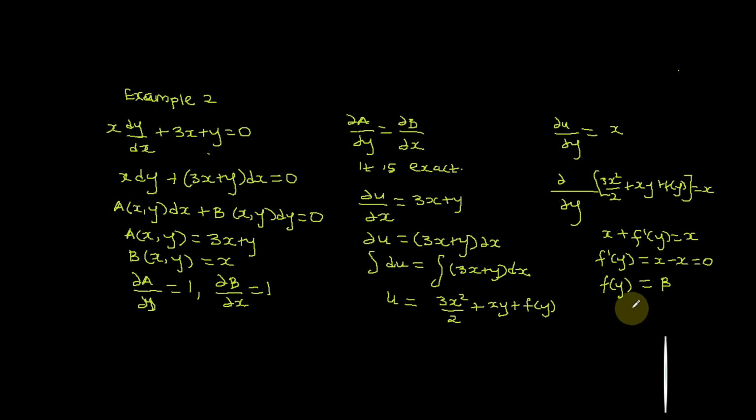Now we can substitute our f of y into the equation, which is u of x, y equals 3x squared over 2 plus xy plus beta. This is our final answer.